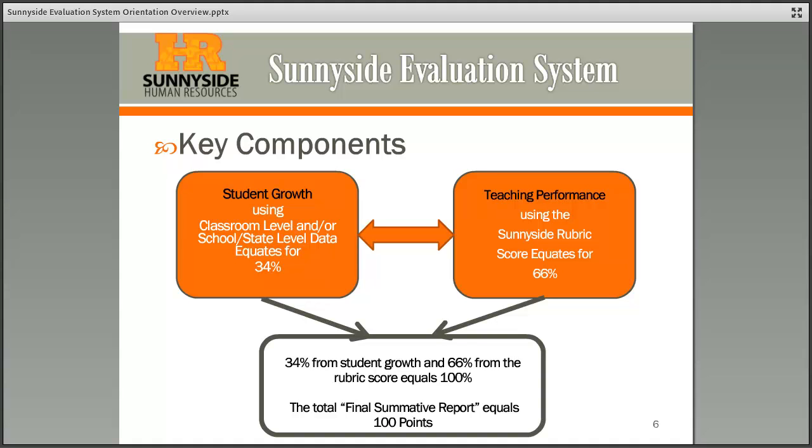Key components of the evaluation process. Student growth can be classroom level and/or school level data, which equates for 34% of the evaluation. Teaching performance is evaluated using the Sunnyside Rubric and equates for 66% of the process. When you combine the 34% for student growth and the 66% for teaching performance, the total score is worth 100 points. The final evaluation report equates to 100 points.